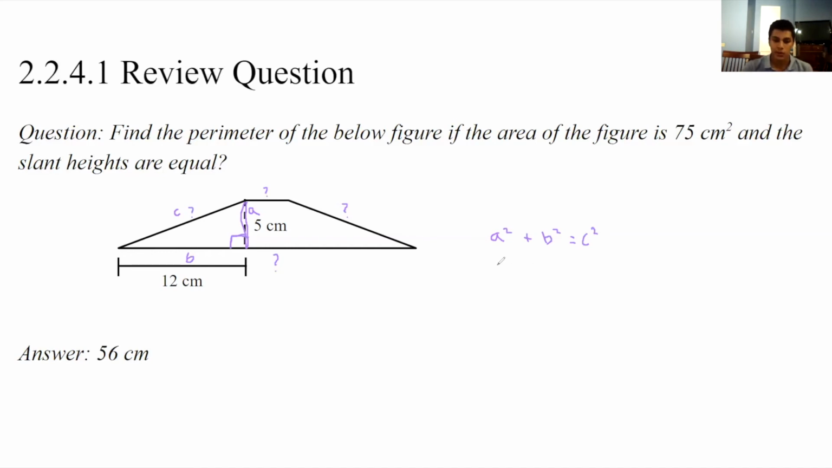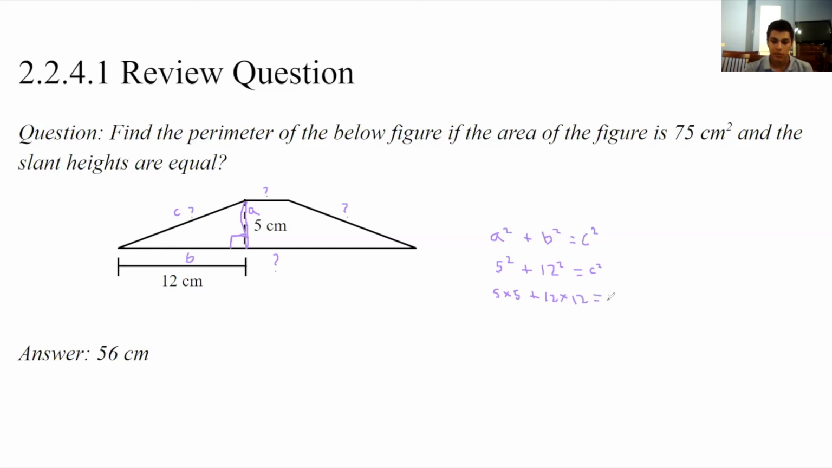So first, a squared is going to be equal to 5 squared, because a is 5, and b squared is going to be equal to 12 squared, because b is 12. And then that's still going to be equal to c squared. So now if we simplify our equation, 5 squared, which just means 5 times 5, because it's 5 times itself twice. So 5 times 5, and then plus 12 times 12, because 12 squared is 12 times 12, equals c squared.